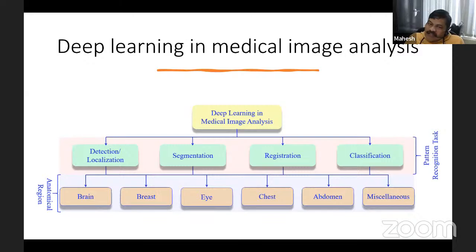Another task is classification, meaning the object is there, whether it is a tumor or not a tumor. That way we can classify whatever region we have extracted, whether it is a tumor or not. In this way we have two classes. This is binary classification, but we can have many more classes. Tumors also can have three or four classes, type 1, type 2, type 3. So this is classification. All these tasks come under the pattern recognition task.